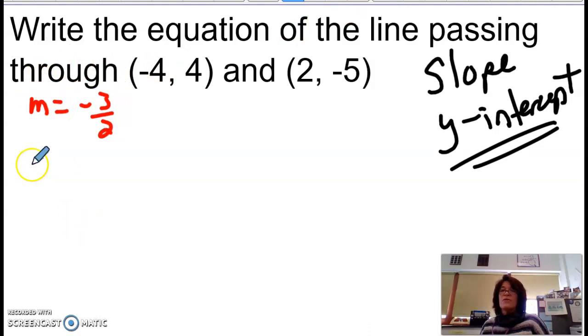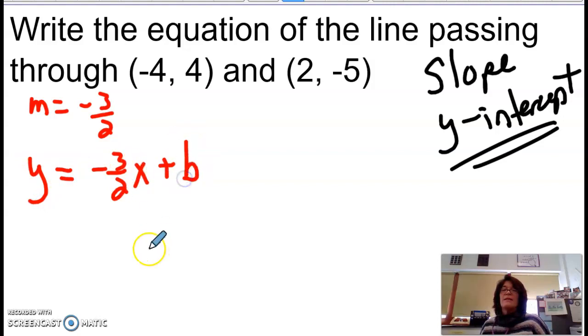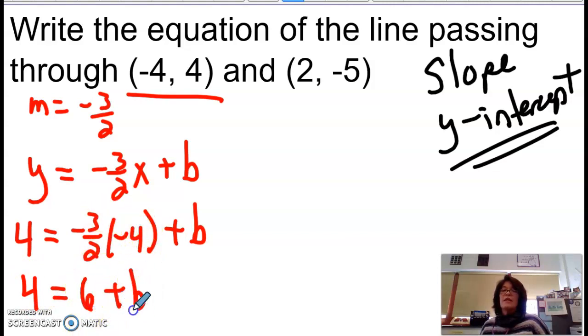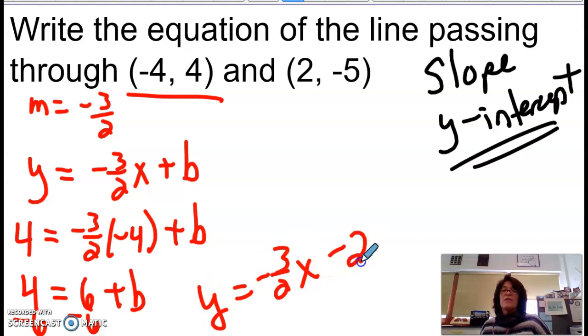So I have multiple ways to do this. I can just say y equals negative 3/2 x plus b. And I can pick one of the points. I'll just pick this because it's staring at me first. The y coordinate is 4. The x coordinate is negative 4. I'm trying to find out b. When I multiply negative 3/2 times negative 4, I get 12 over 2, which is 6. So it's going to look like b is negative 2. 4 minus 6. So my answer, y equals negative 3/2 x minus 2.